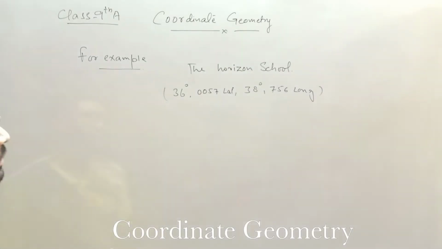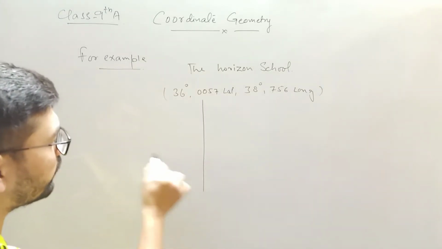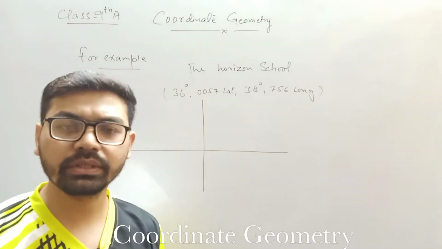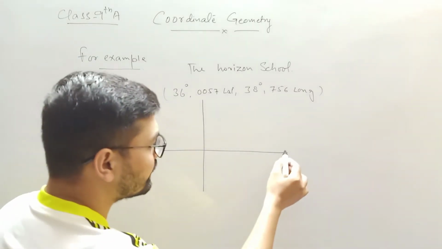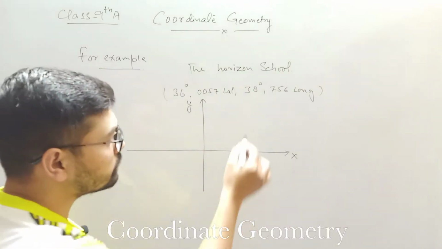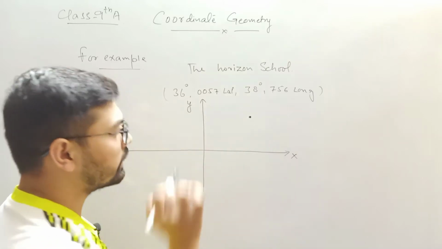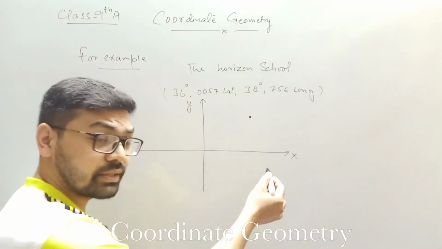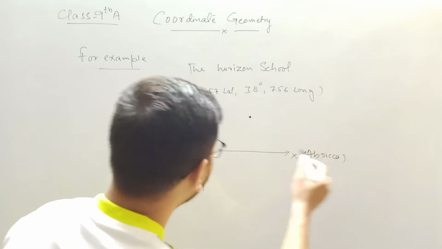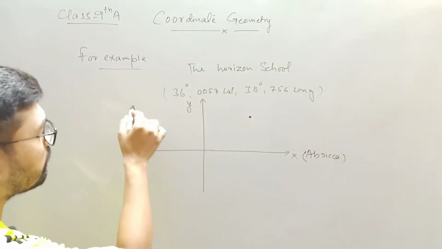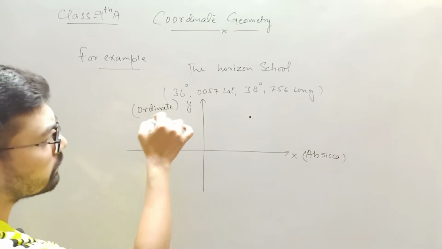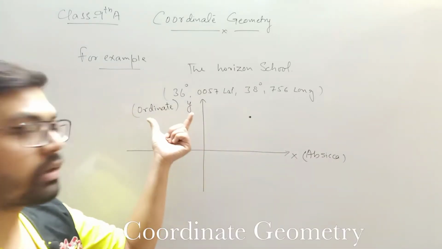For example, we have a two-dimensional system, right? Right now we have a two-dimensional system. That means one is the x-axis and the other is the y-axis. And there is one point which is lying here. The x-coordinate is also known as abscissa, and the y-coordinate is also known as ordinate. So this is abscissa, this is ordinate.